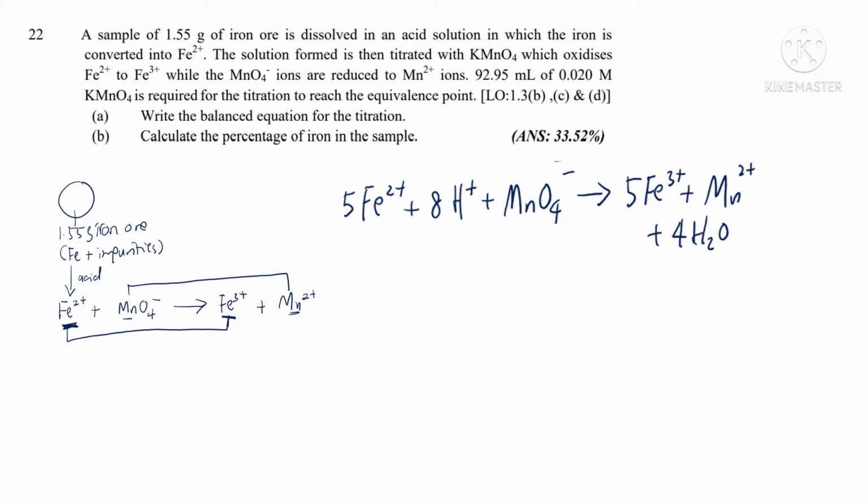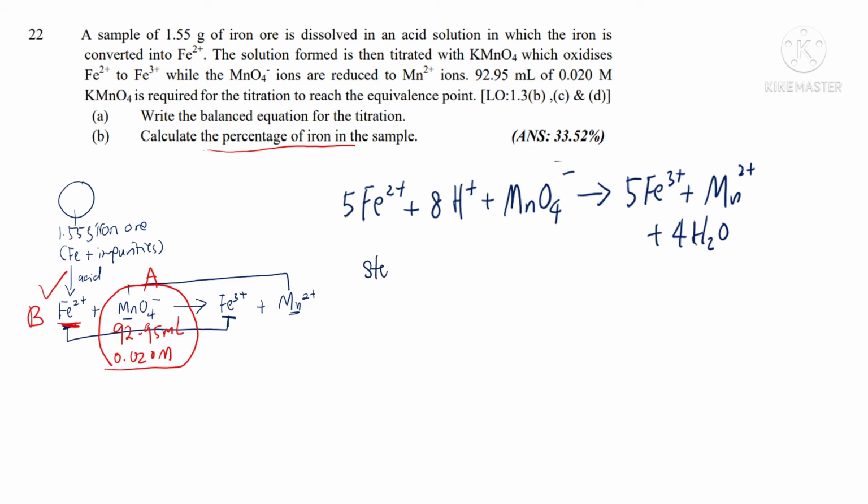From the question, we can see that in order to react with the iron 2+ ion from the iron, 92.95 ml of 0.02 molar permanganate ion is required. So in order for us to calculate the percentage of iron in the sample, basically we can find it from the information that is given for the permanganate ion. So can you see that we have been given A, we want to look for B. So therefore, to solve this question, it is just the normal 3-step problem solving.